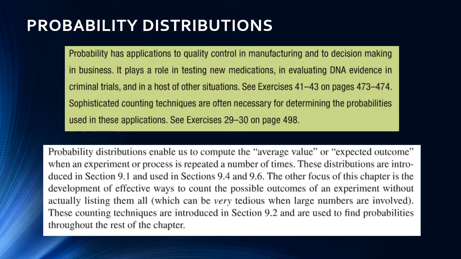Probability distributions enable us to compute the average value or expected outcome when an experiment or process is repeated a number of times. These distributions are introduced in Section 9.1 and used in Sections 9.4 and 9.6. The other focus of this chapter is the development of effective ways to count the possible outcomes of an experiment without actually listing them all, which can be very tedious when large numbers are involved. These counting techniques are introduced in 9.2 and are used to find probabilities throughout the rest of the chapter.